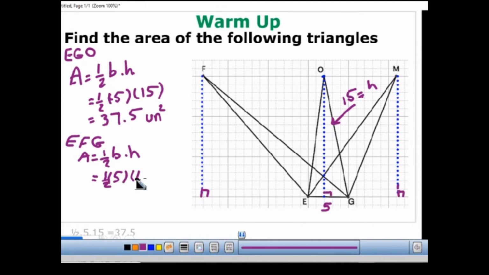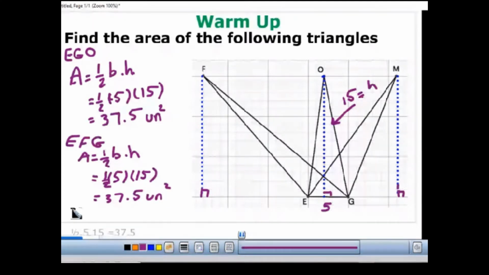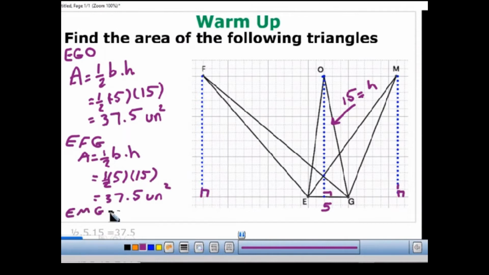EMG will have the same 37.5 units squared. Okay, so can somebody tell me what's the reason? Why do they have the same area? In the chat, please. Why do they have the same area? They look different. I mean, they don't look alike at all.